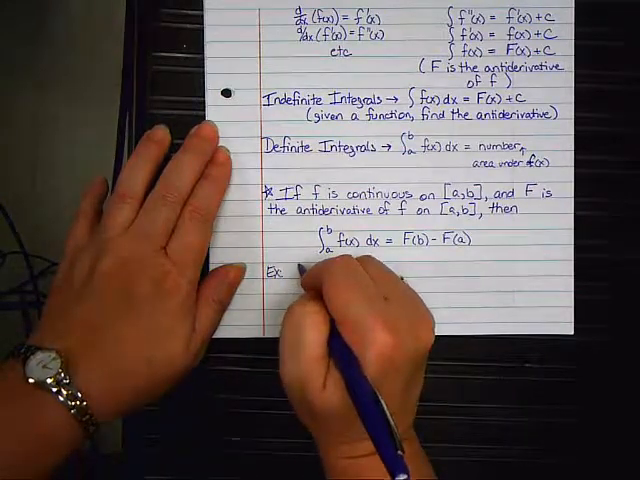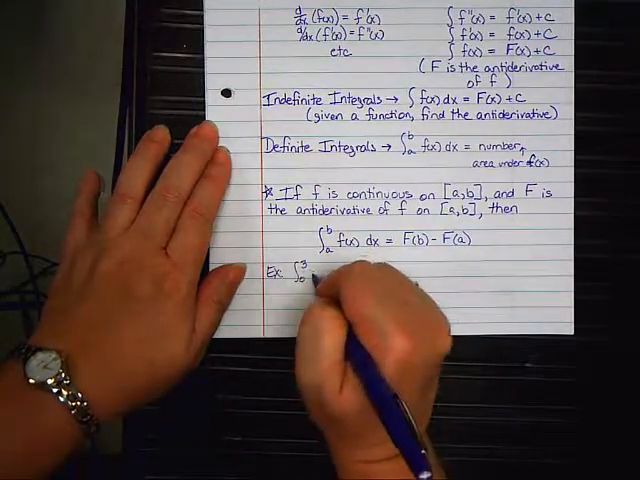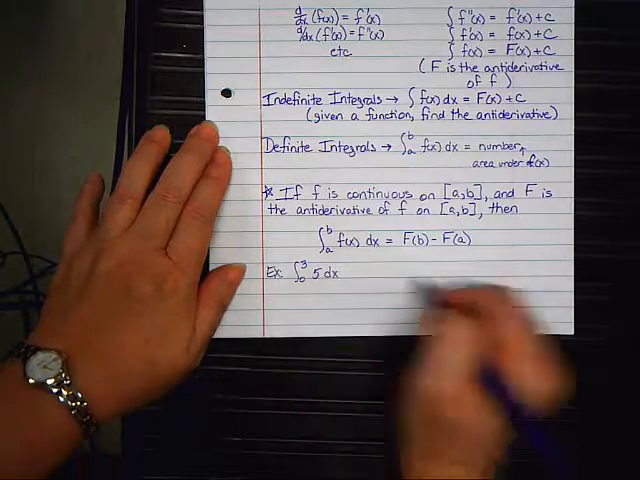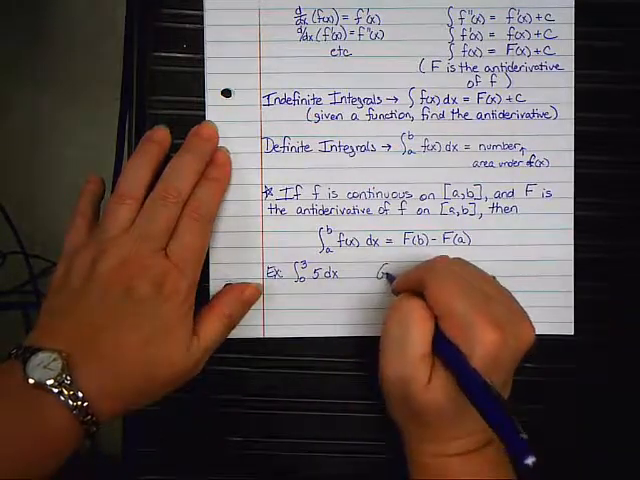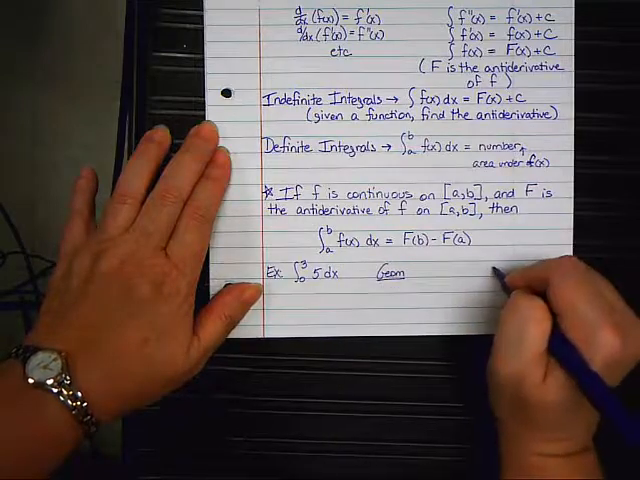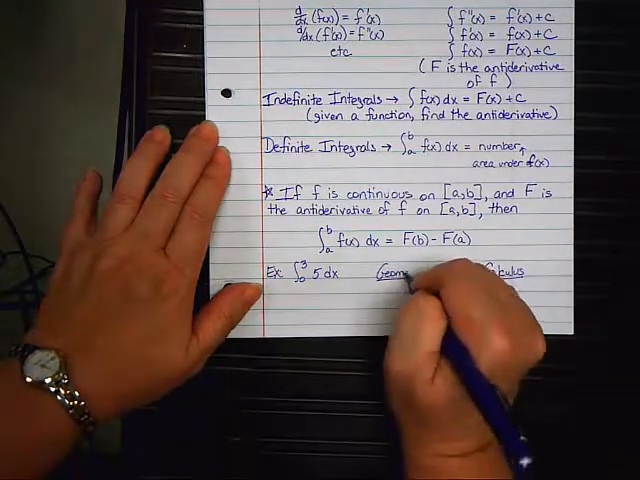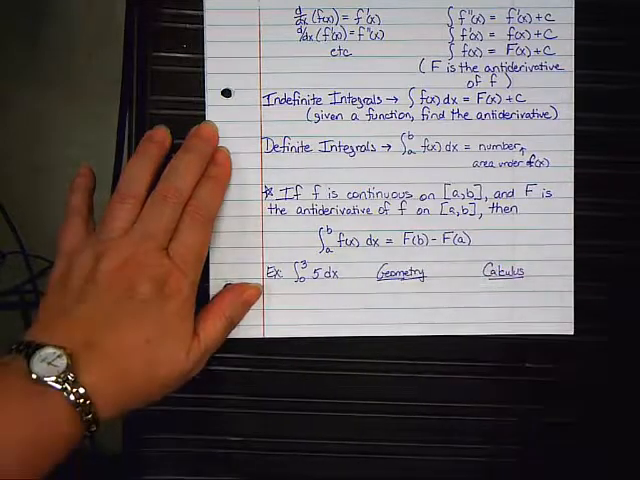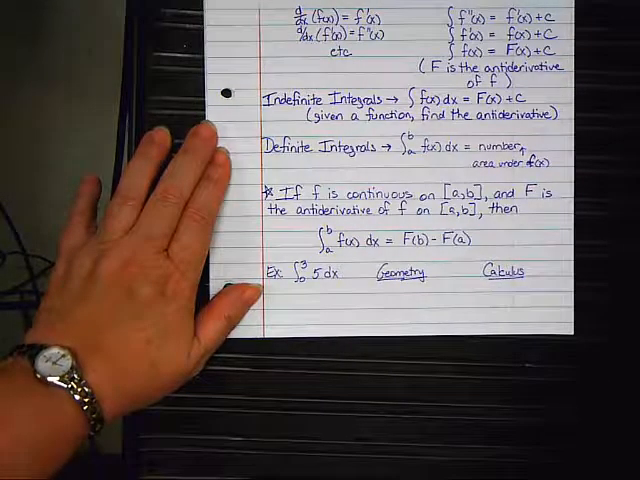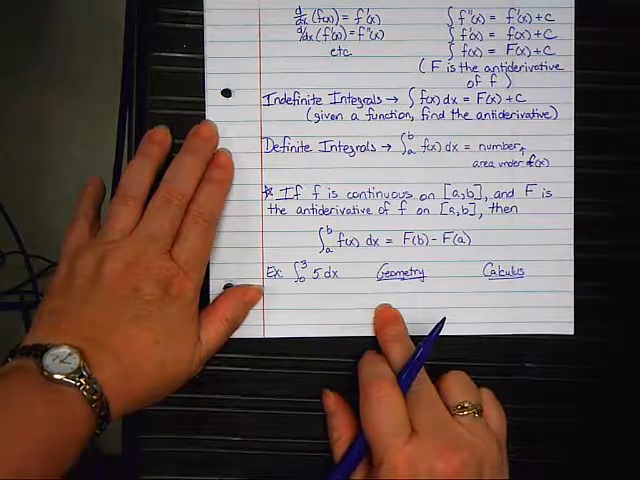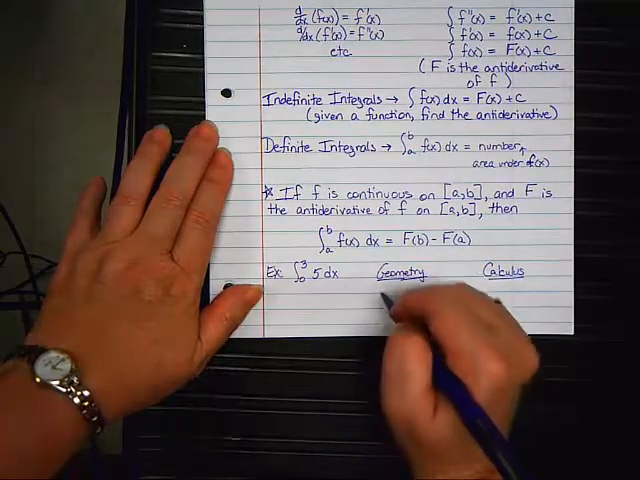We're going to take the integral from 0 to 3 of 5 dx. We're going to do it with geometry, and then we're going to do it with calculus. Let's go ahead and write geometry all the way out. Geometry and calculus. Okay, geometry was what we've been doing the last couple days.